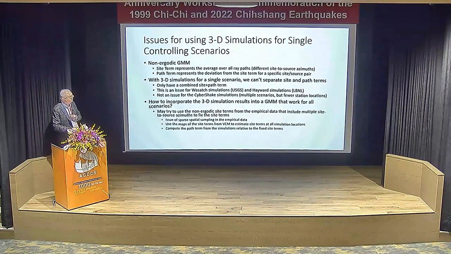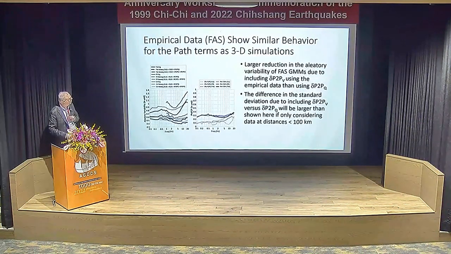So the issue that we start to get here is when we have one source, we can't distinguish between path and site, and so we get a combined path and site term. Okay, so we can't figure out how to do that. We're trying to use site terms from empirical data that have multiple paths to try to constrain that, but this is a problem we're still working on.